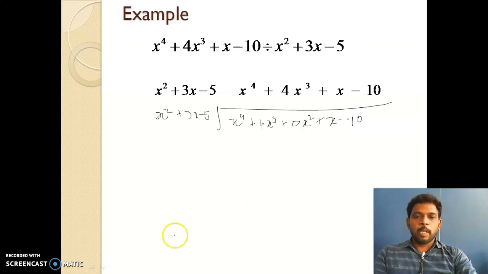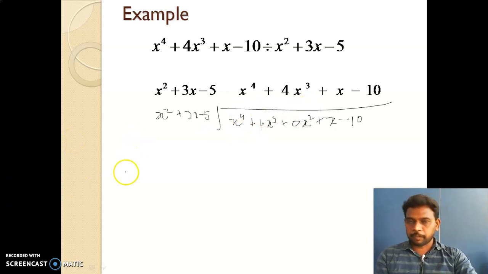So before going to divide, check whether they have all the powers, in descending order. This is a fourth degree polynomial, so we need power 4, power 3, power 2, power 1 and constant. If it starts from power 3, then power 3, power 2, power 1 and constant. So before dividing, check whether they are in order or not. Otherwise, change it. The divisor is also like this only. Here power 2 is there, here power 1 is there and constant. Otherwise, add 0.